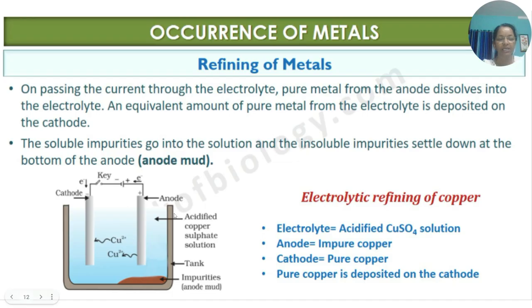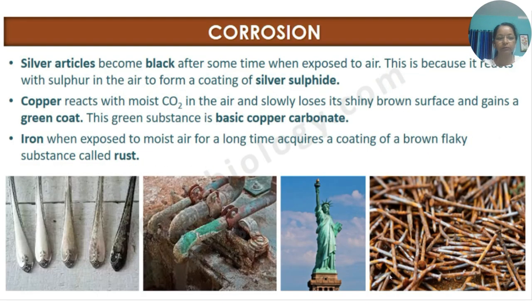This is the diagram given in your text, but the anode and cathode are kept reversed there, so keep that in mind. On passing the current through the electrolyte, pure metal dissolves from the anode and gets deposited at the cathode. The electrolyte is acidified if it is copper sulfate solution. Anode is impure copper, and pure copper will be deposited at the cathode.